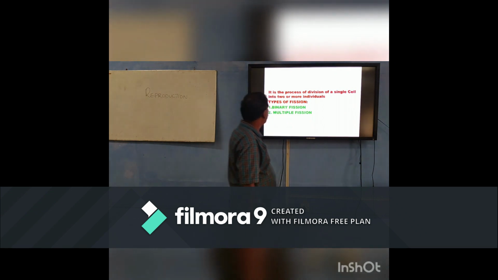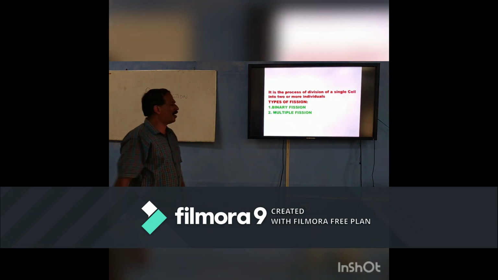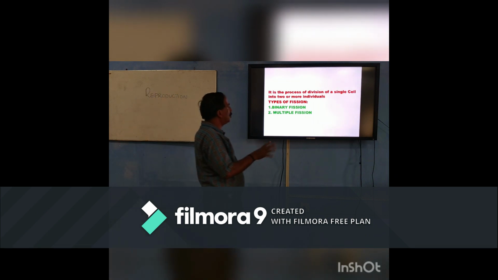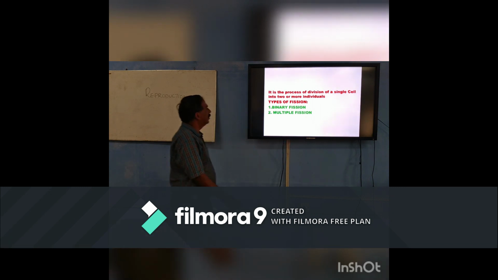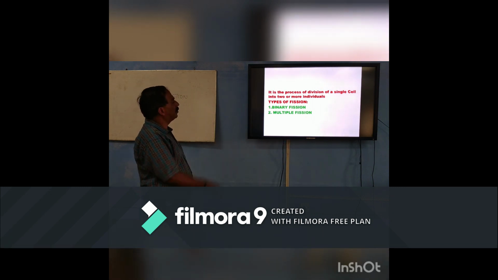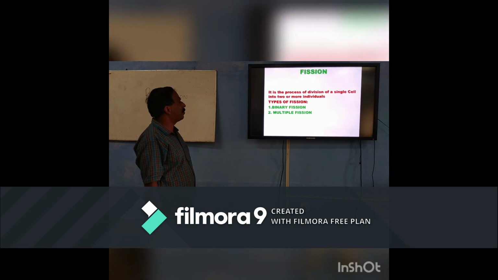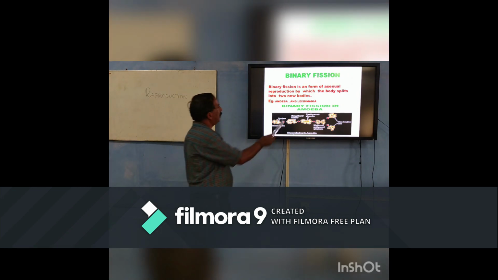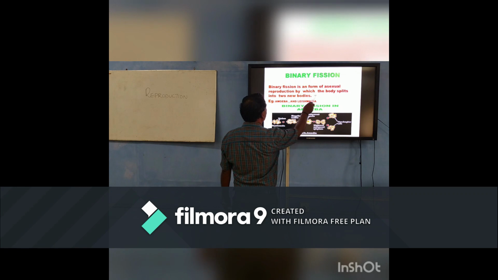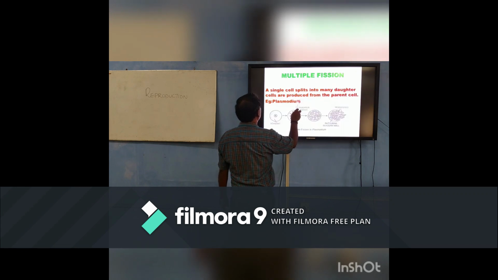So the first one is fission. Fission is more common in unicellular organisms like amoeba. If the body splits into two, it is called binary fission. And if the body divides into many, it is called multiple fission. Binary fission is a form of asexual reproduction in which the body splits into two bodies.